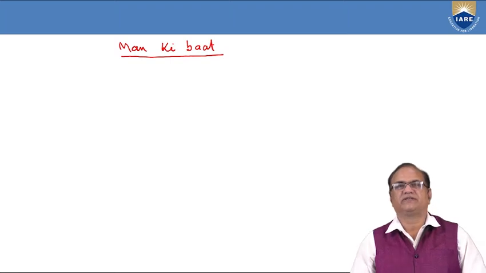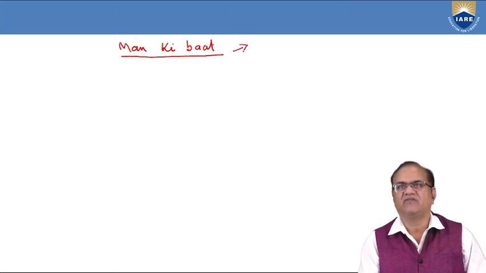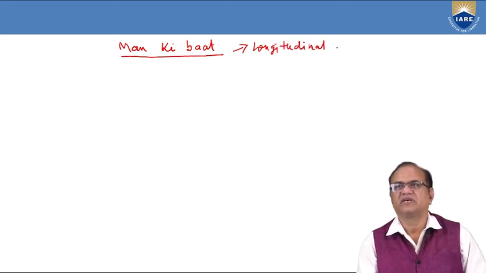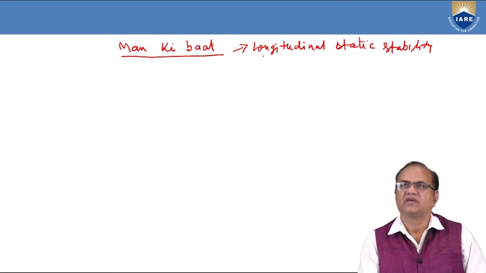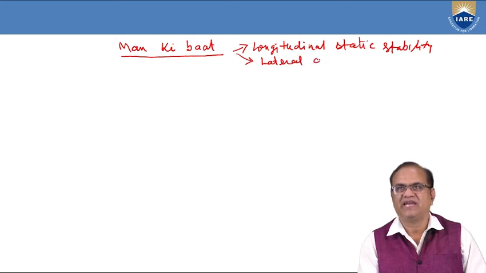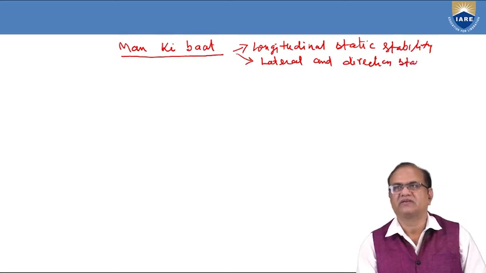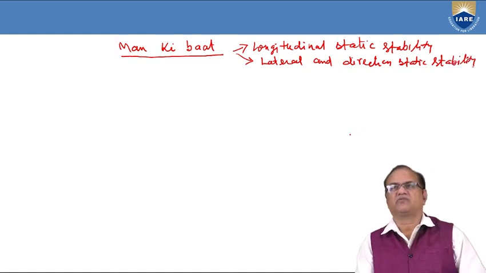Till now we have completed the aircraft static stability. When we talk about aircraft static stability, the first one we have done is longitudinal static stability. And then we have seen the lateral and directional static stability. This we have completed.